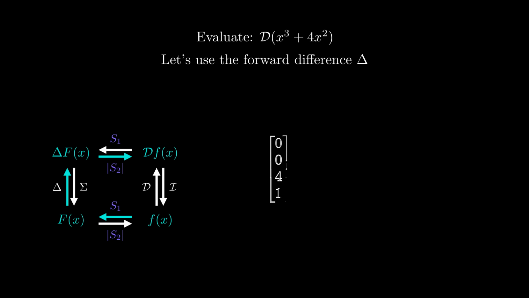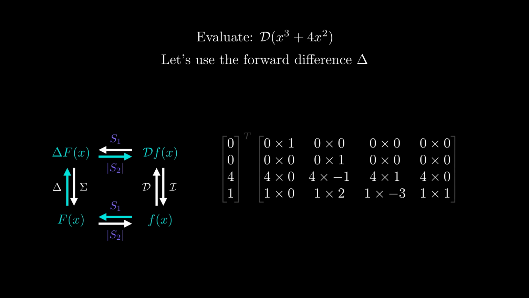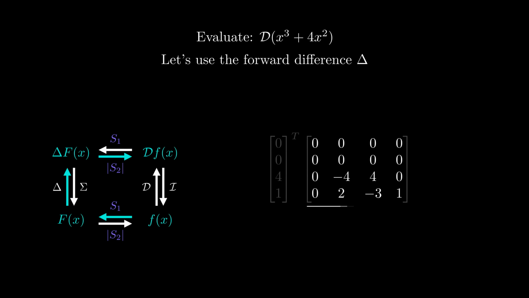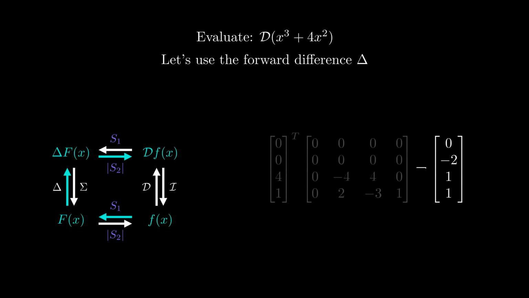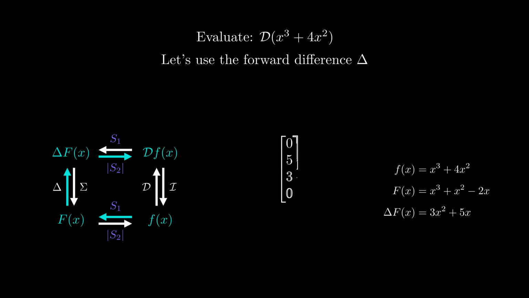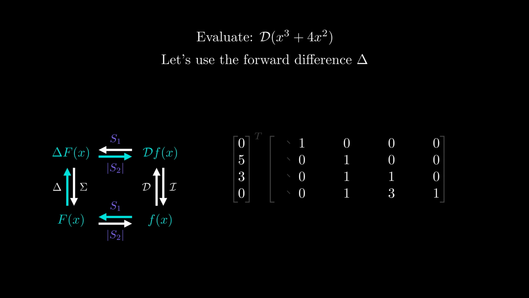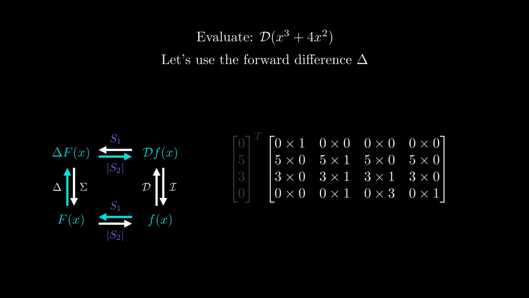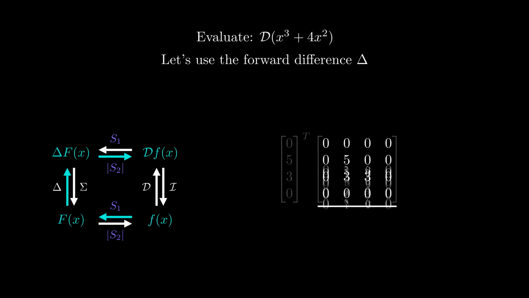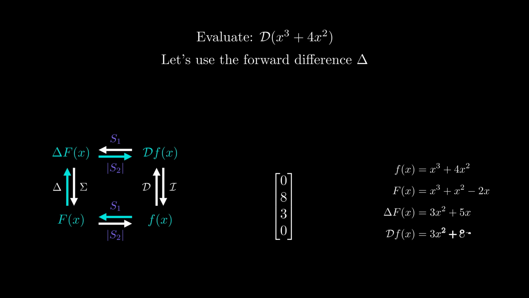First, convert to the discrete domain using signed Stirling numbers of the first kind. Now we can take the forward difference. Finally, send it back to the continuous world using unsigned Stirling numbers of the second kind. As expected, we get the derivative. Here are the steps using magic, and here is what is happening under the hood.